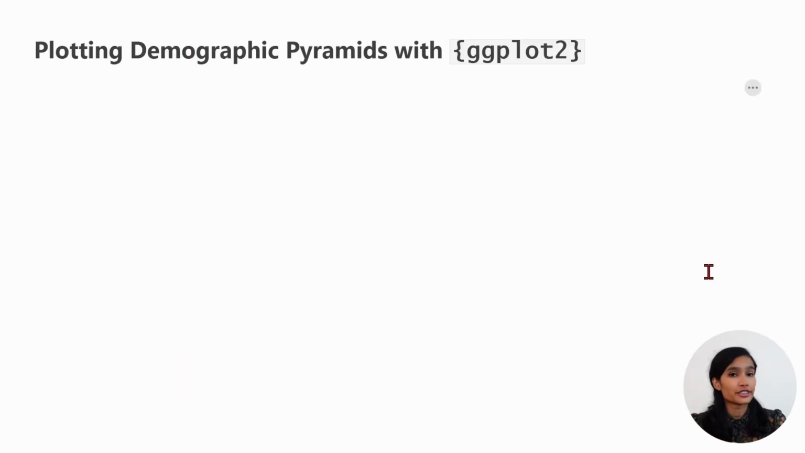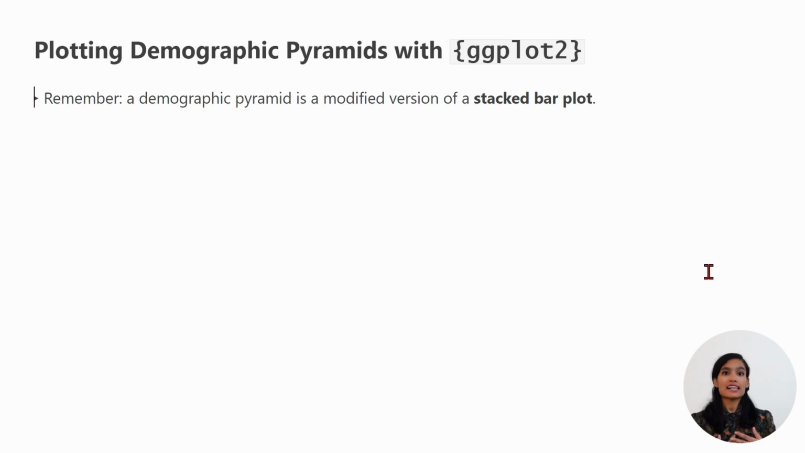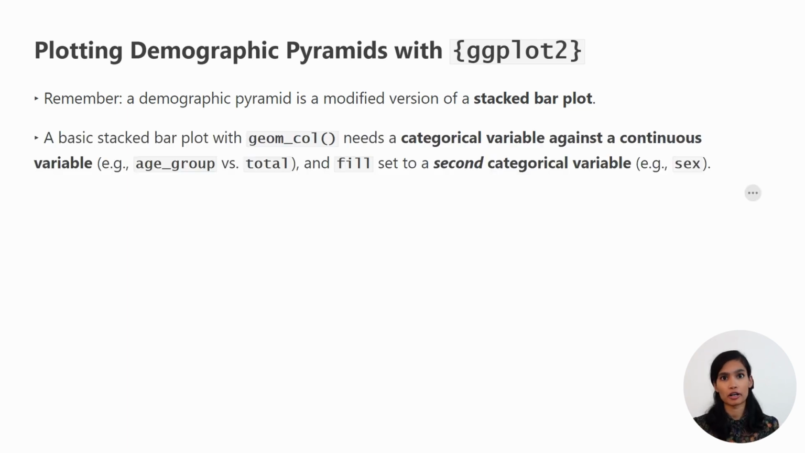Now without further ado, let's get plotting. As we mentioned earlier, a demographic pyramid is a modified version of a stacked bar plot. The function to create a bar plot in ggplot2 is called geom_col, and we need to plot one categorical variable against a continuous variable. In our case, age group is the categorical variable, and we could use total, axis count, or axis percent as the numeric variable. What makes it stacked is that we assign fill color to a second categorical variable, in this case, sex.